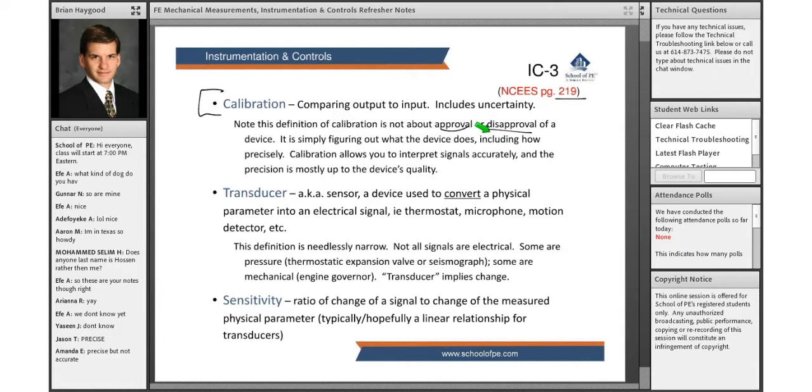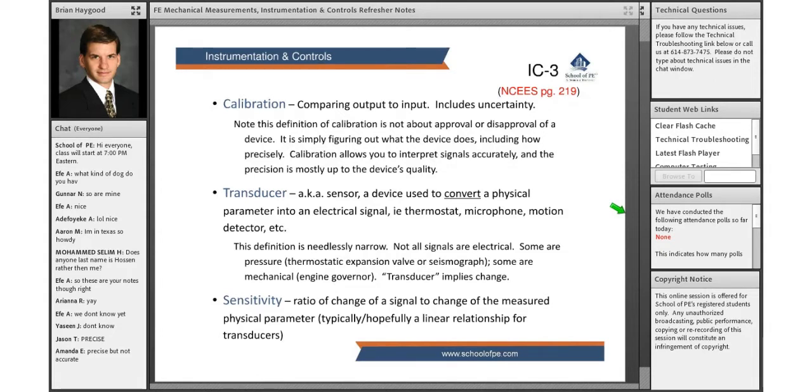Calibration is basically figuring out what it does now, including how precise it is, so we're measuring its performance. And if you've got calibration information, then you can interpret the signals correctly, and so you can correct the accuracy. You may be stuck with whatever precision you've got, but at least you'd know. So calibration is just the process of figuring out what it does.